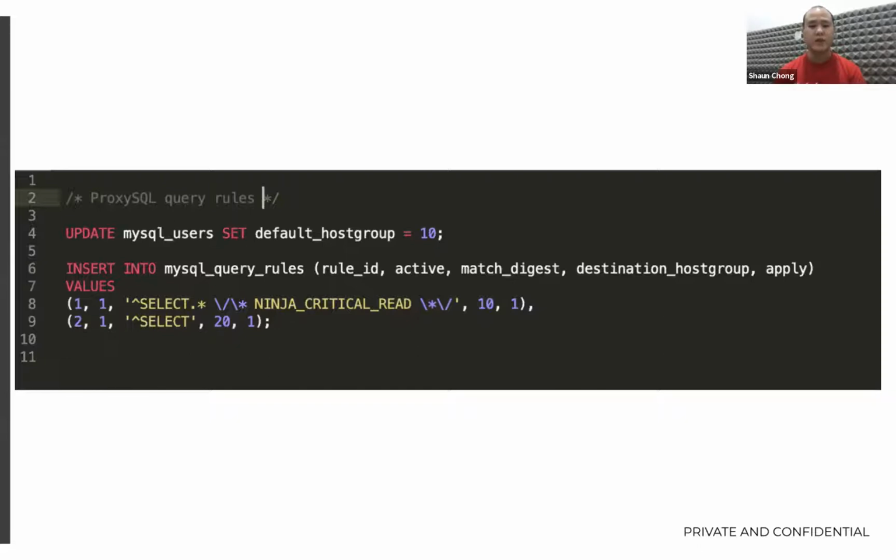Host group 10 is basically that single master server, and host group 20 is the other two servers. Then on line 4, you can see we set the default host group to 10, which means that everything else, like your writes, updates, deletes, just go to host group number 10.